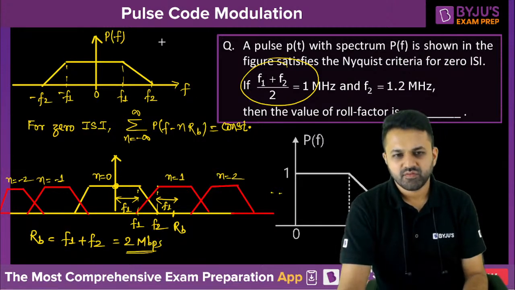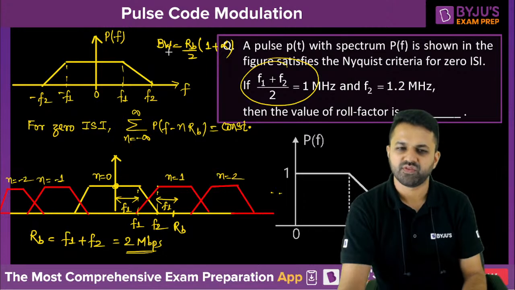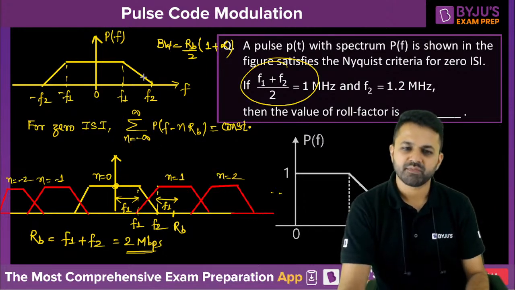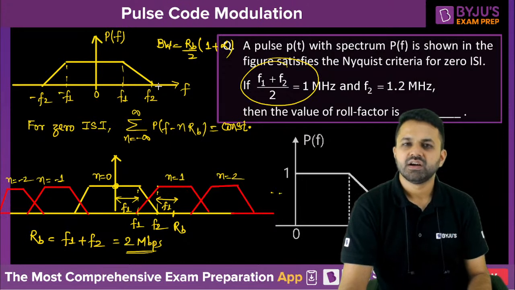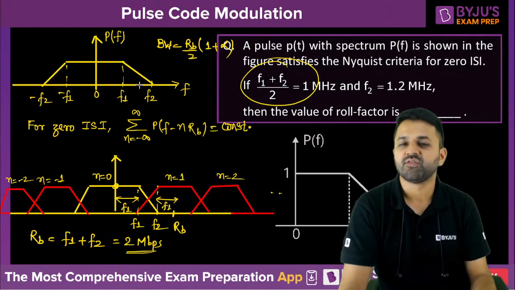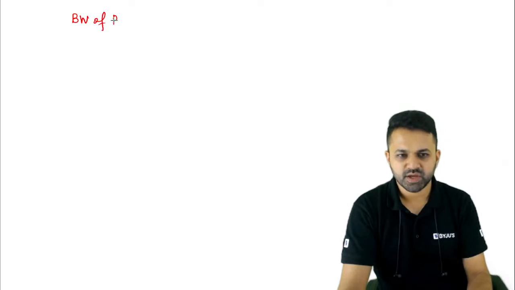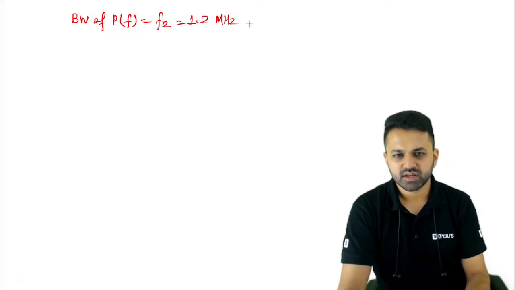Now we have to calculate the bandwidth, that is Rb by 2 into 1 plus alpha, because we want to calculate the value of alpha. So what is the bandwidth? The bandwidth requirement to transmit the signal P of f, because this is our original signal which we want to transmit. So the bandwidth of P of f is f2, and the value of f2 is given as 1.2 megahertz.